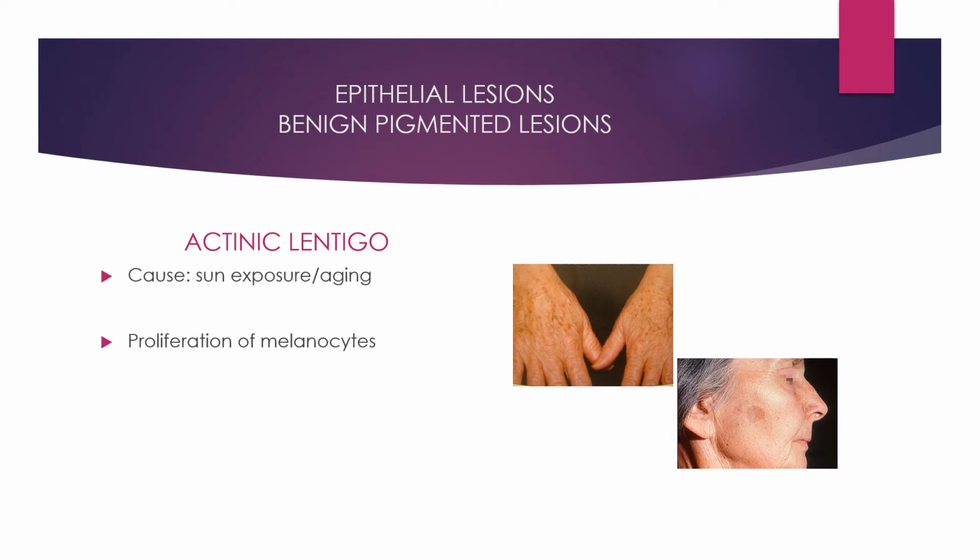Actinic lentigo is caused by sun exposure and aging. It is a proliferation of melanocytes. The causes are increased sun exposure. They are flat, irregular shaped, and again, they're a proliferation of melanocytes.